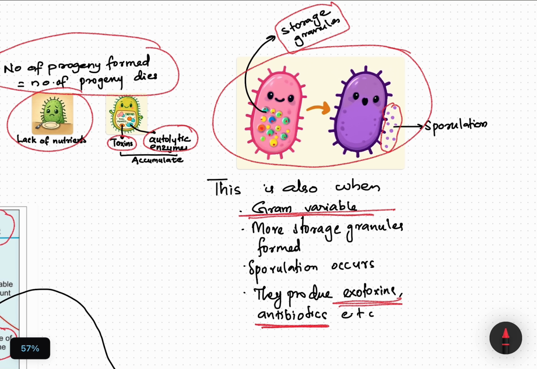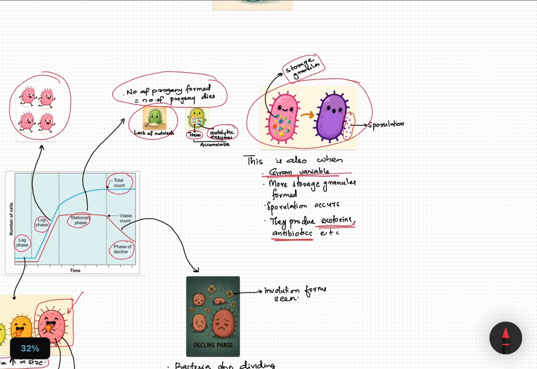Okay. So in the lag phase, there will be merely an increase in size, and in the log phase they will divide, multiply exponentially. And the stationary phase is the time when they are preparing whatever the bacteria has. Okay, they will become gram negative, gram positive. They will produce more storage granules, they will produce spores, they'll produce exotoxins, antibiotics. All this happens during the stationary phase.